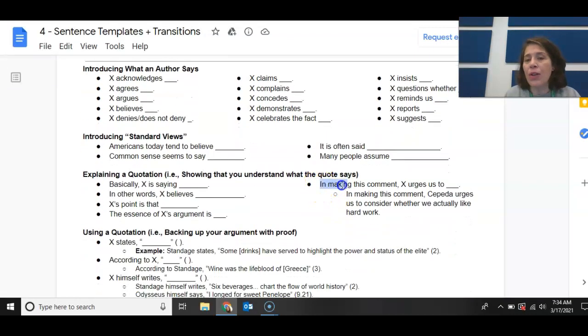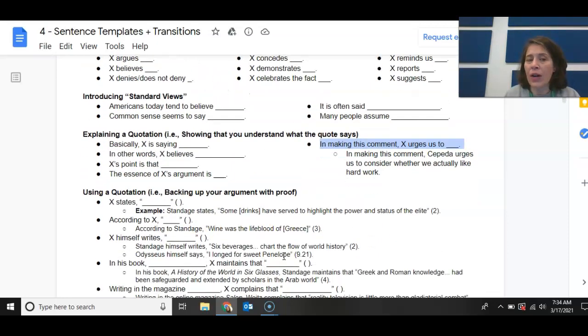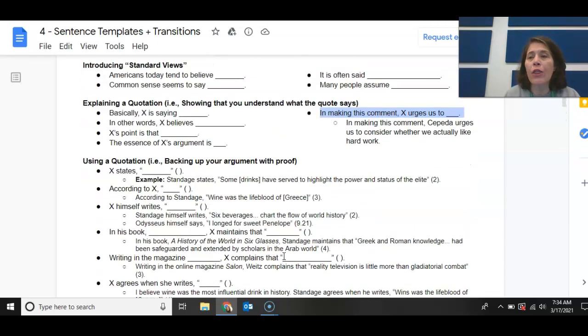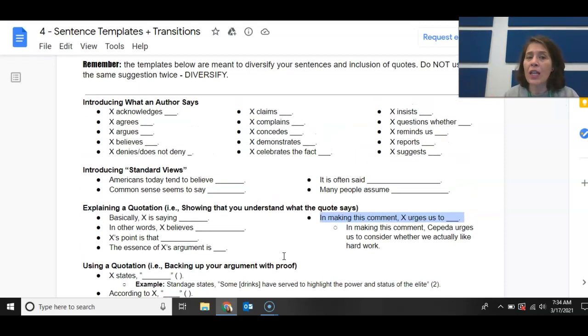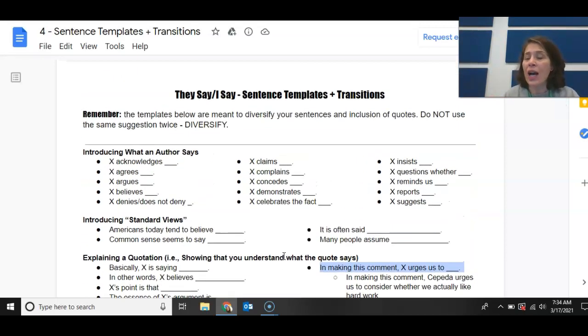I think this is the part that I use right here. In making this comment, X urges us to, so Smith or Morris was our person. Any of these is a great idea, right? Any of these are better than this means, this supports my thesis because. Don't do that. Do not write this means, this means, this means. Come to this document and use any of these ideas right here, any of these things, okay?